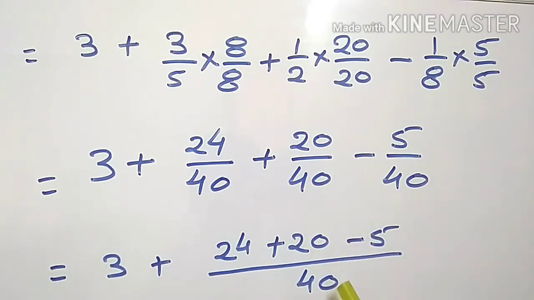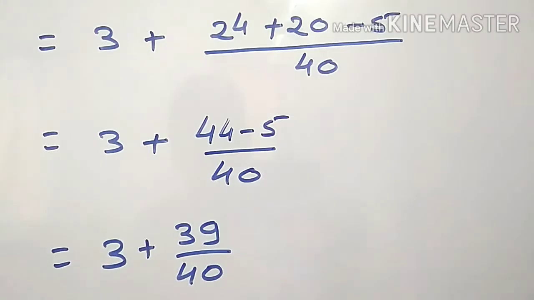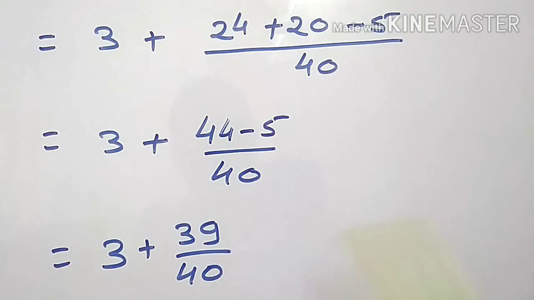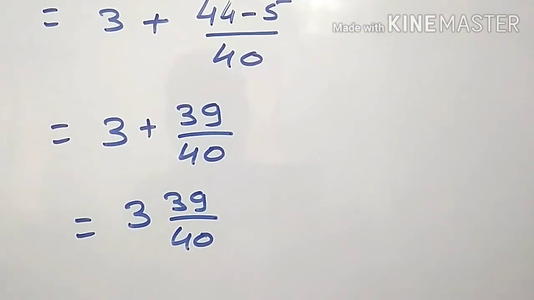Now these are having common denominator 40. So write the common denominator and in numerator write 24 plus 20 minus 5. It gives 24 plus 20, 44 minus 5, and 44 minus 5 is 39. So 3 plus 39 by 40. It is 3 whole number 39 by 40. This is the value.